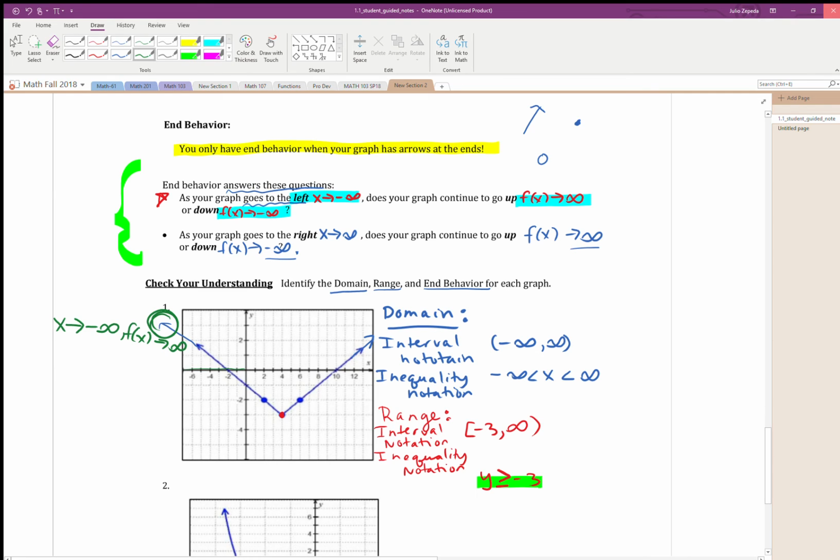Okay, that's the first part. Then we want to do the same thing for when x goes to the positive side. So on the positive side, this other endpoint is also going to positive infinity. So we would say f of x goes to positive infinity. And that's my end behavior.